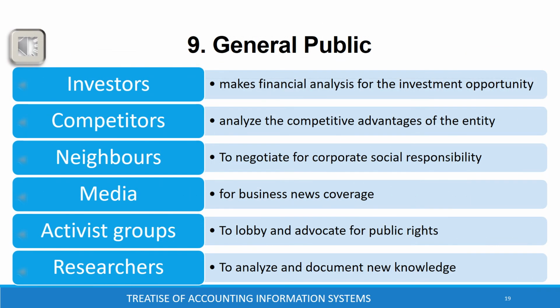The last category of users of accounting information is the general public. The general public may be represented by investors, competitors, neighbors, media, activist groups, and researchers. Investors use accounting information to make financial analysis for investment opportunity. Competitors use accounting information to analyze the competitive advantage of an entity.